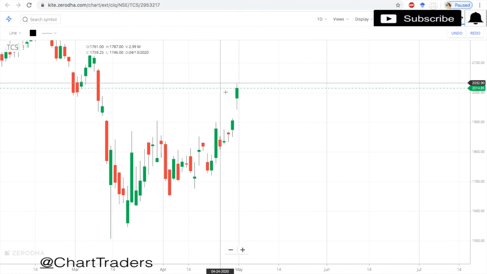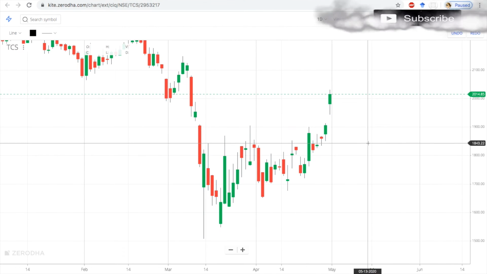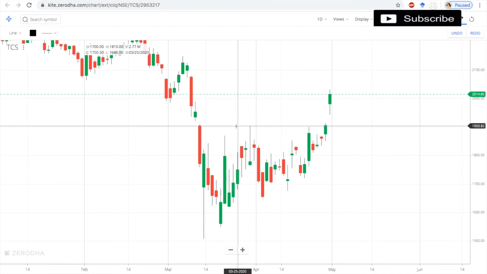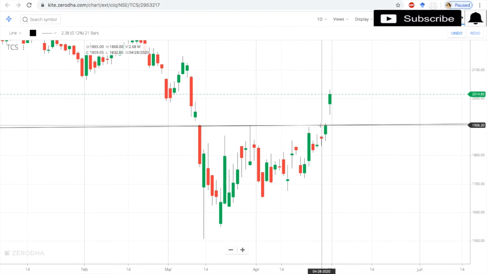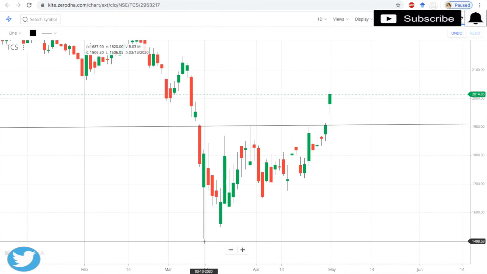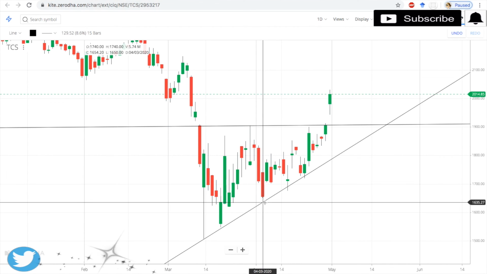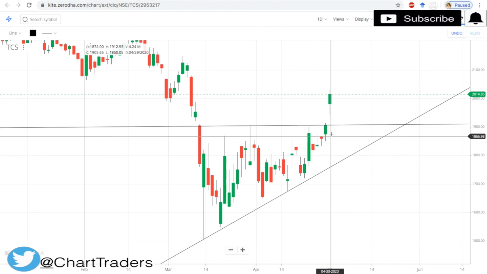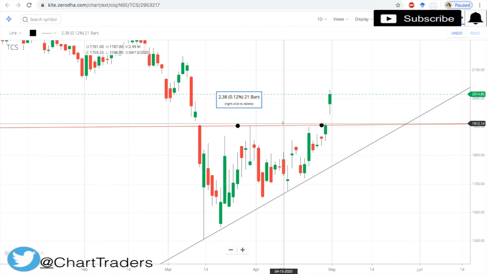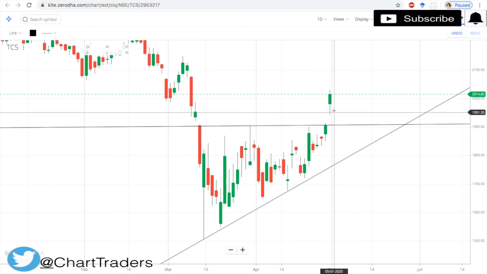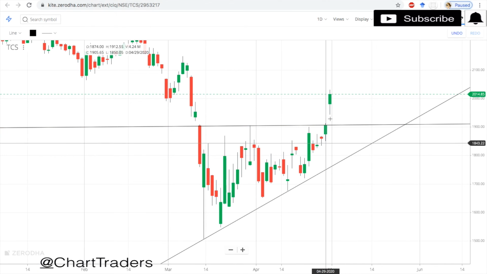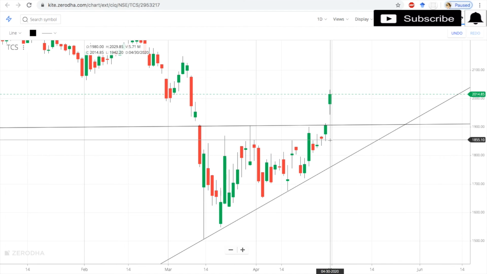Same way on TCS. Multiple times here it is taking resistance, and here we have a triangle. So the breakout is confirmed. What is the target? The entry point is around here, today's open or low, whatever you can say.